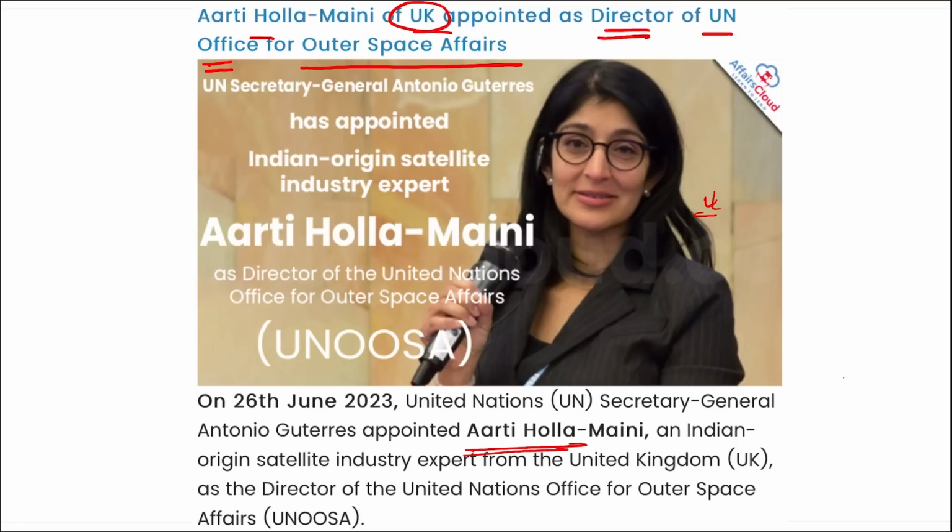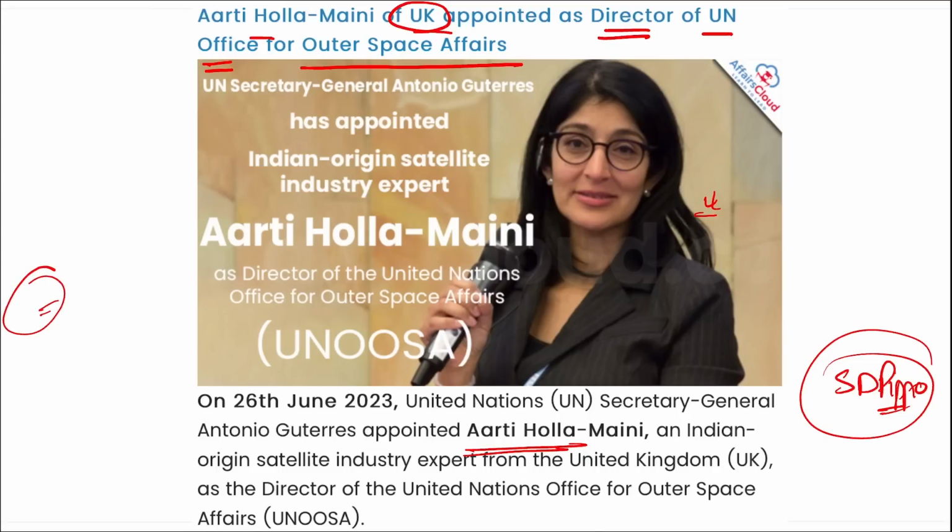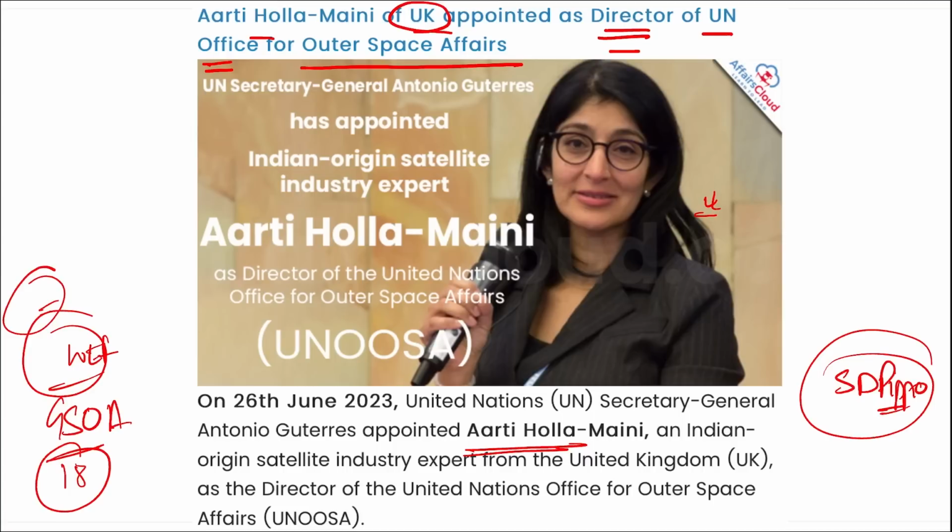And Aarti Holla-Maini will be succeeding whom? She will be succeeding Simonetta Di Pippo. She was of Italy, who served as the director of UNOOSA, that is the United Nations Office for Outer Space Affairs. Then remember, Aarti Holla has been serving as the Secretary General of the Global Satellite Operators Association for the last 18 years, and she has also served as a member of the World Economic Forum's Global Future Council on Space, and now she has been appointed as the Director of the UN Office for Outer Space Affairs.